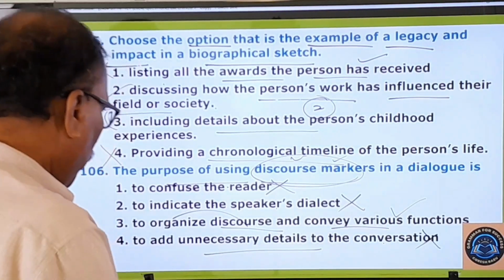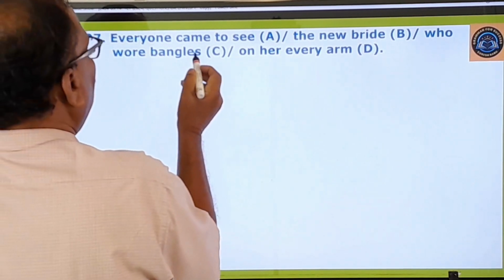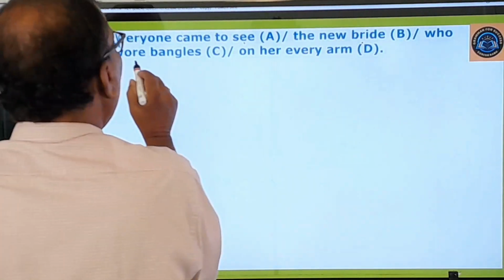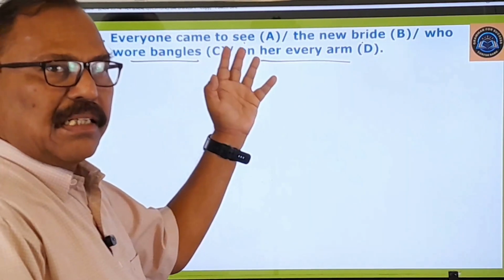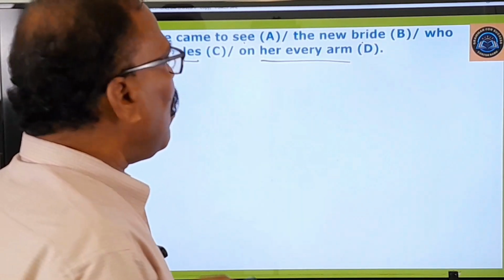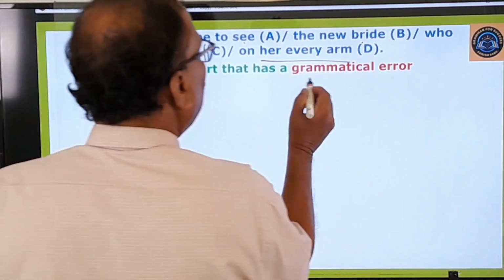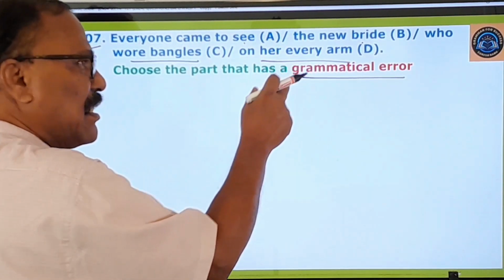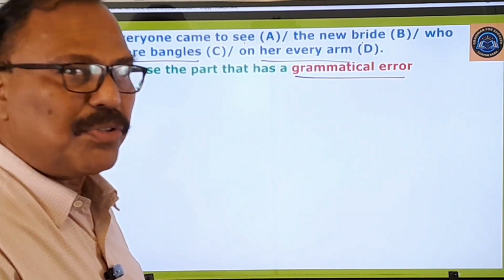Okay, now let's move on to other questions. 107. What is this question? Everyone came to see the new bride who wore bangles on her every arm. Here this sentence has been divided into 4 parts: A, B, C, D. Now what is the examiner asking you to do? Choose the part that has a grammatical error. In which part of the sentence there is a grammatical error, that part he is asking you to choose.